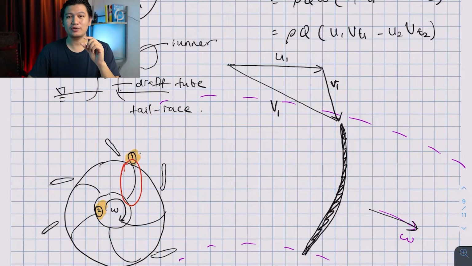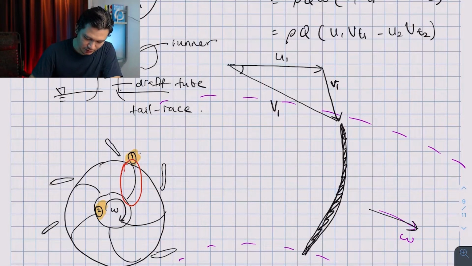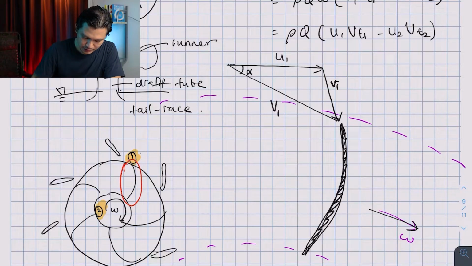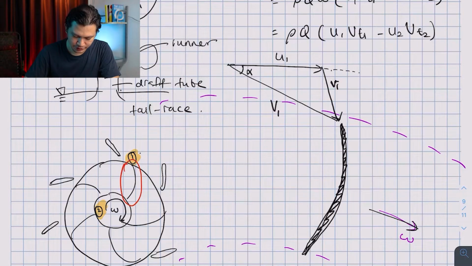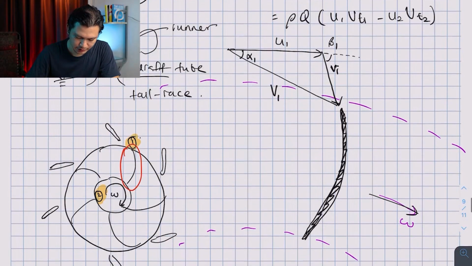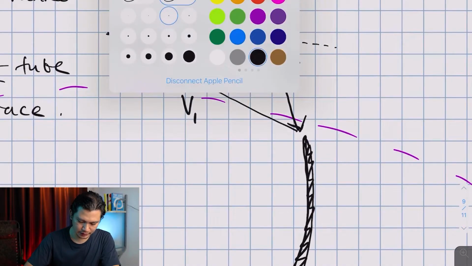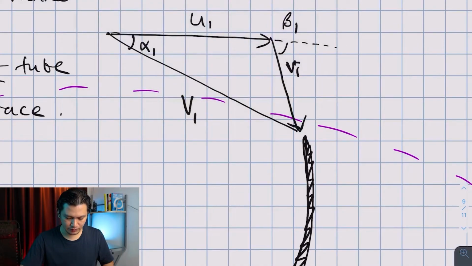We know that the angle between the blade speed and absolute velocity is called alpha. So I'm just going to label it here. This is alpha. And the angle between my relative velocity and blade speed is called beta. So where is our beta? Okay, so beta is actually, if I extend this line, so this is my beta. If I label this correctly, this is alpha 1 and this is beta 1. If I zoom in a little bit more and if I draw the line that is going to be perpendicular to the blade speed, which is this line.